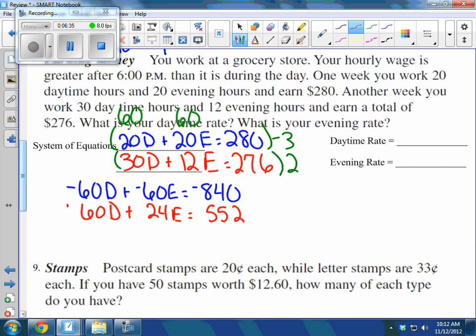So I'm going to add them up. My D's go away, which is what I wanted to have happen. My E's add up to negative 36. And when I'm done, my regular numbers add up to negative 288. So when I divide, I end up with my evening rate being $8.